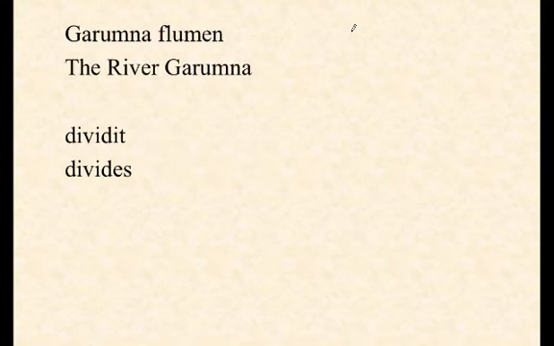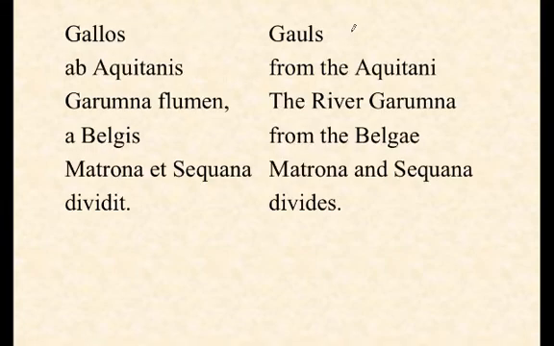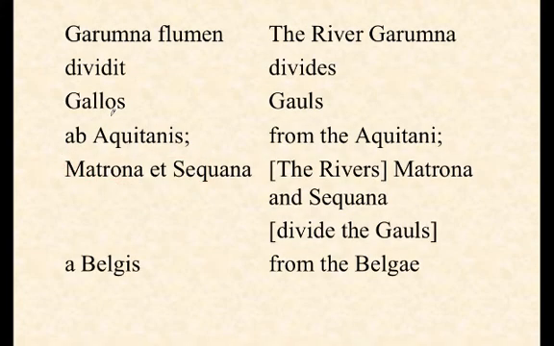Dividit, divides. What does it divide? It divides the Gallos ab Aquitanis, from the Aquitani. The Garumna River is what divides them. Now, what else do rivers divide? The Matrona and the Sequana rivers divide the Gauls from the Belgae. So now, I'm going to put it all in English here. This is a good English translation, okay? And then I'm re-dividing up the Latin to show you how this works.